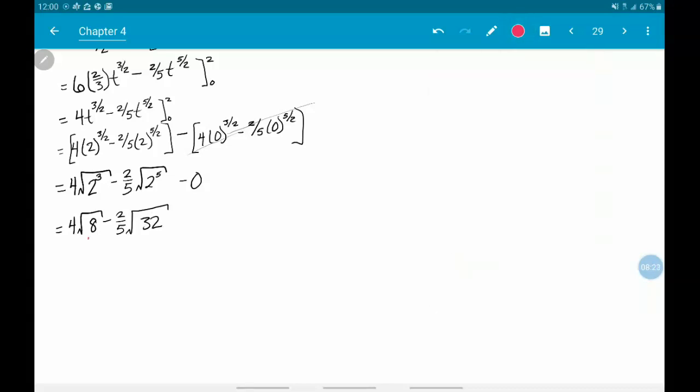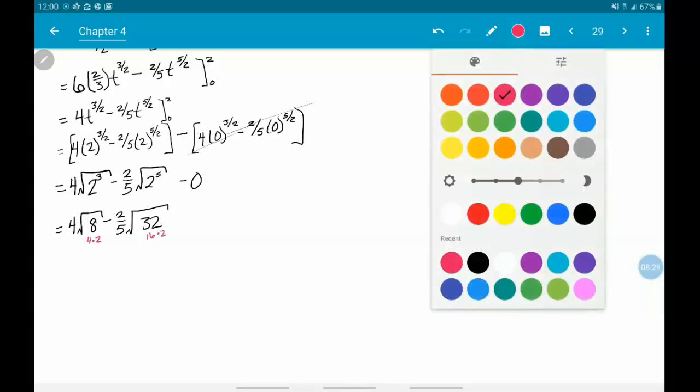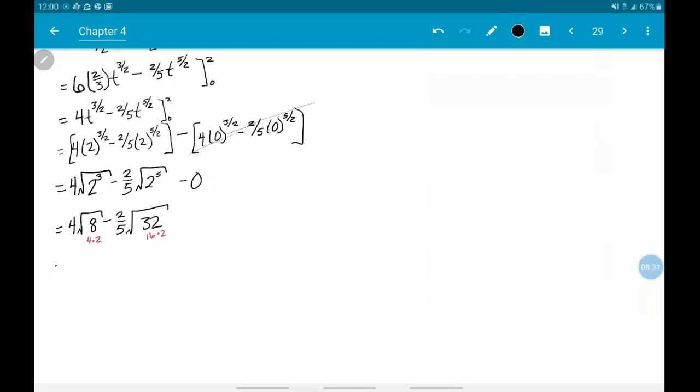8's the same thing as 4 times 2. 32 is the same thing as 16 times 2. And we would want to do that because we know the square root of 4 is a 2, so we could pull a 2 out. And that leaves a 2 under the radical. Same thing here. We could pull that square root of 16 out, which is 4. And that will leave a 2 under the radical.